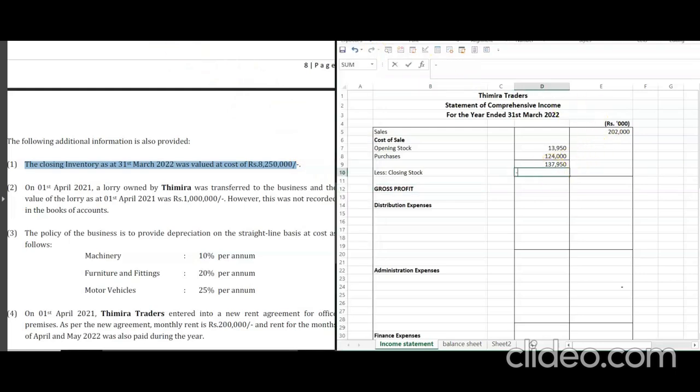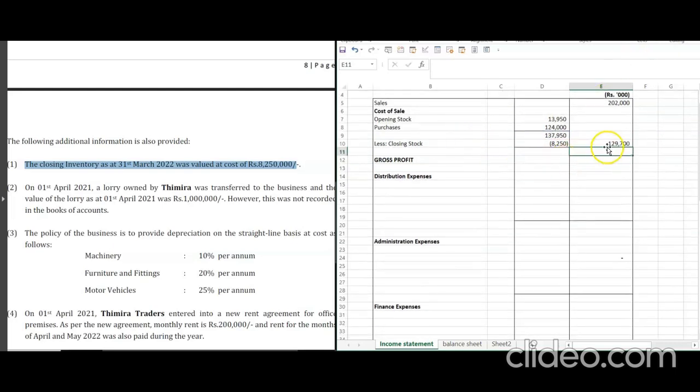So 8,250. You have to deduct the closing stock. Then you find the net value of this. Then you get 129,700. So your gross profit will be 202,000 minus 129,700. So 72,300 is your gross profit. That is finished.